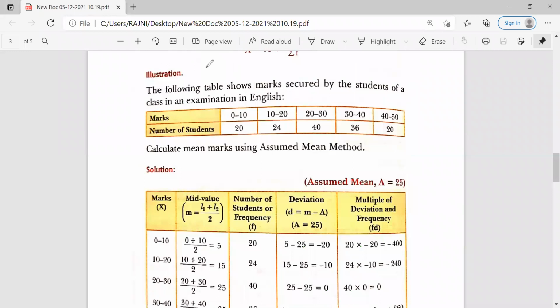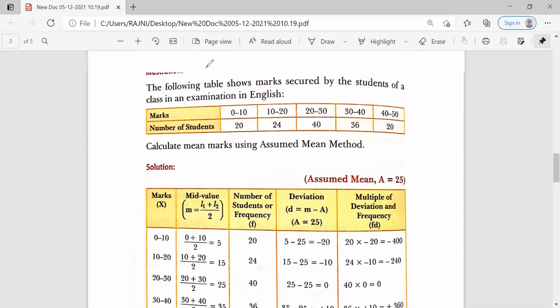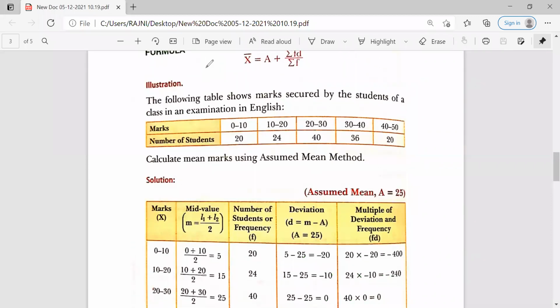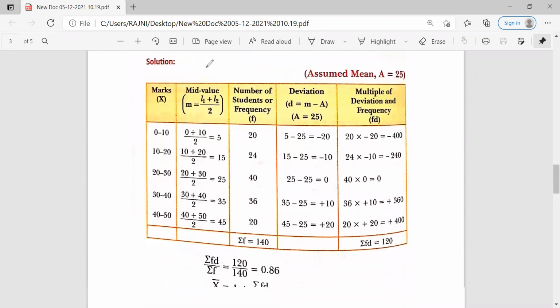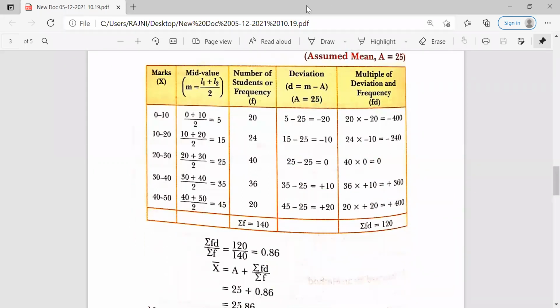This one is the example of the assumed mean method. Say the table is given and the number of students are given. Firstly we will have to calculate the mid value of the series. The first step, mid values of the series: 5, 15, 25, 35 and 45. Then the frequency is there.